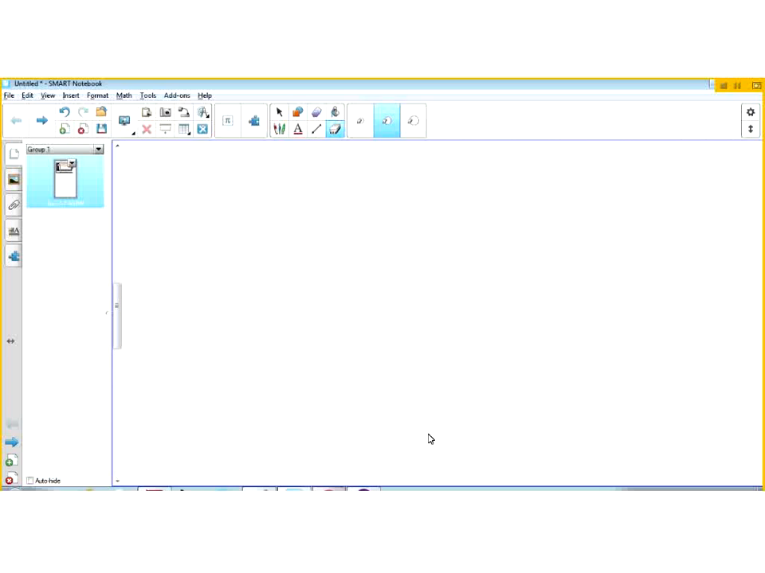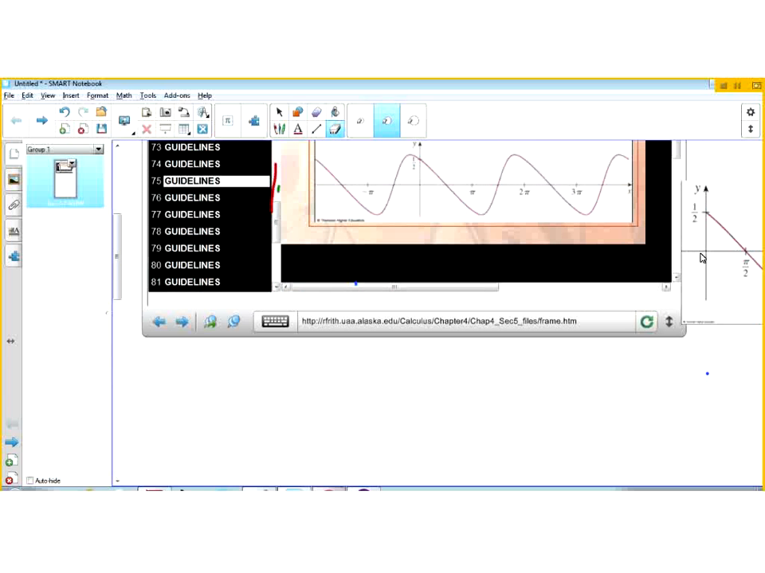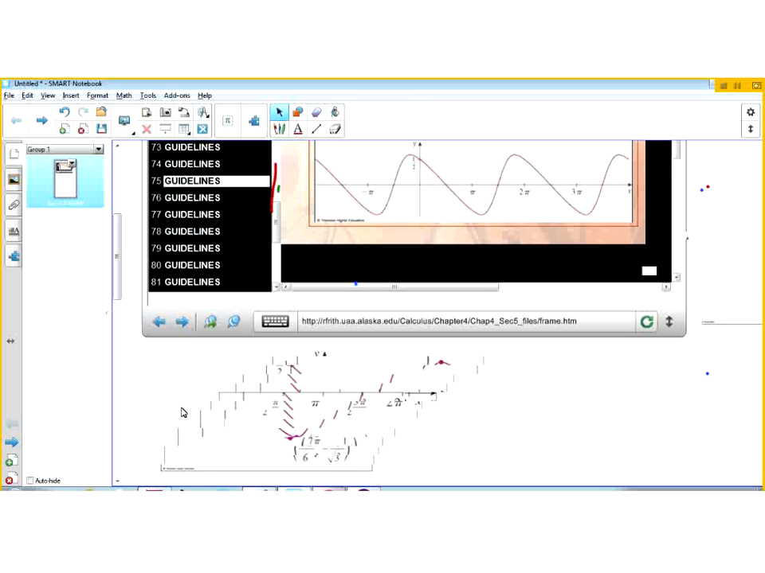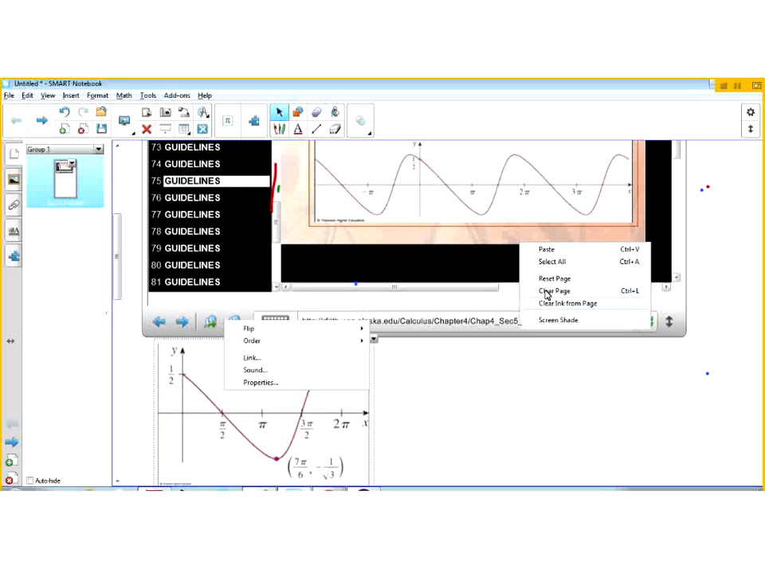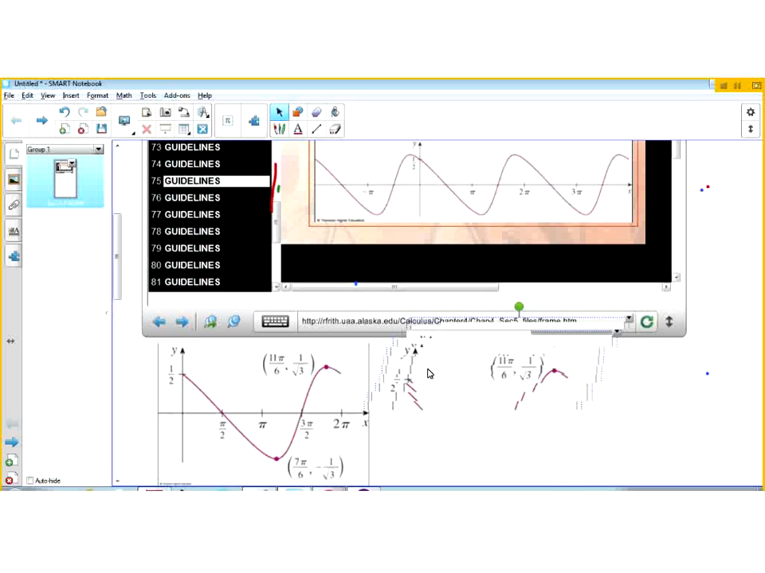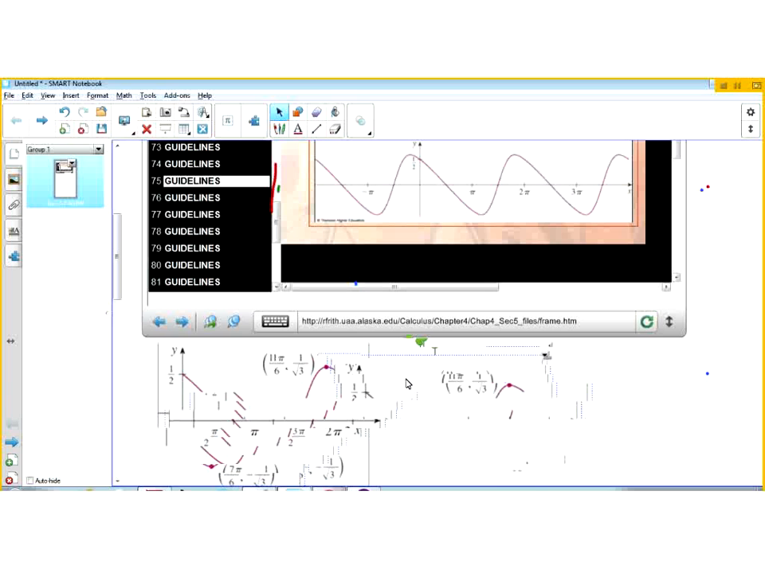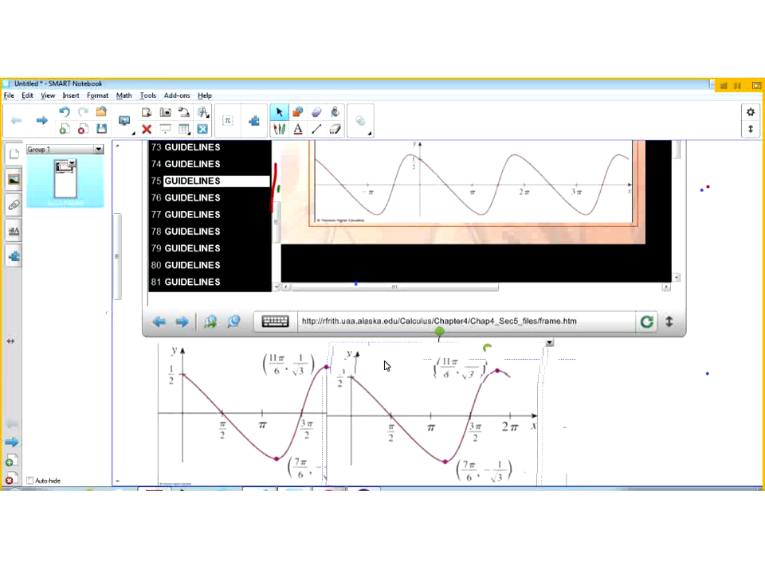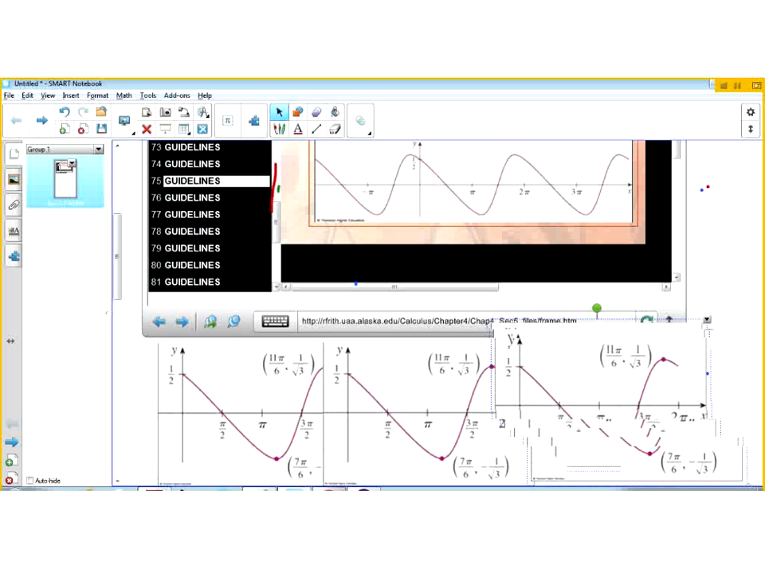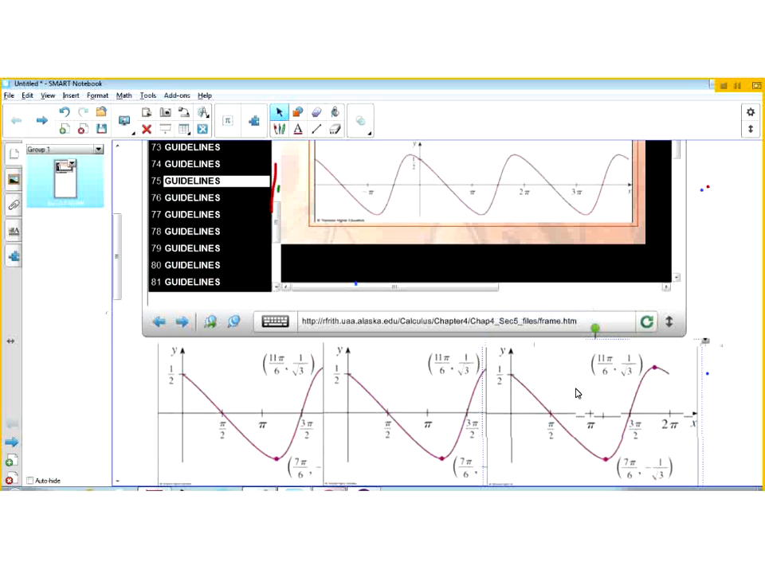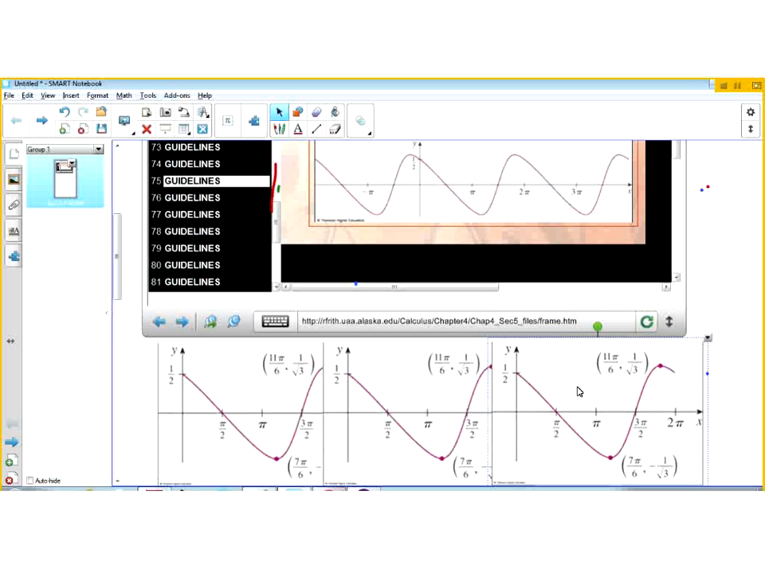So let's see what we get here. So we take this graph, copy, paste. So we just take it and we paste it there. Paste, and you just keep pasting like so. Just paste it together like so.